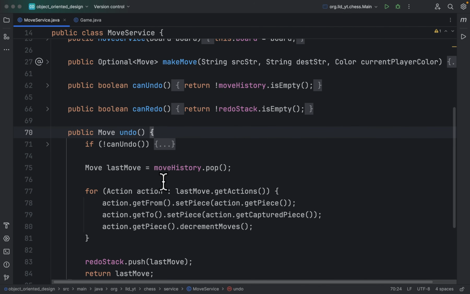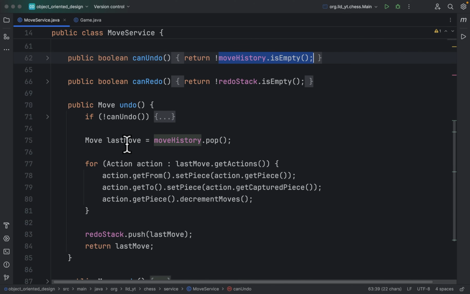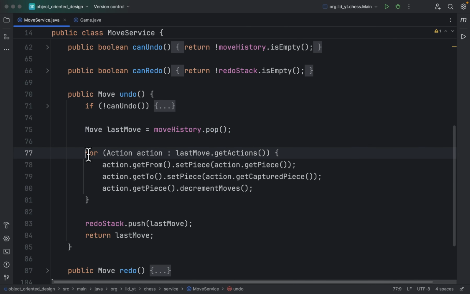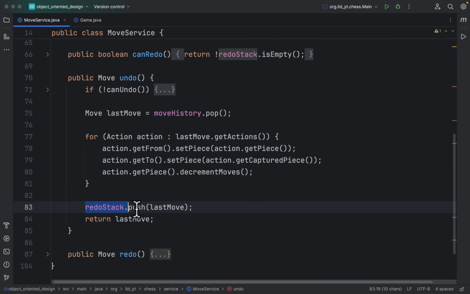Coming to the undo function, we'll first check whether we can perform the undo. So we can only perform the undo if the move history stack is not empty. And in order to perform the undo, we'll remove the last move from the move history stack and we'll roll back this action. And finally, in the redo stack, we'll push this last move.